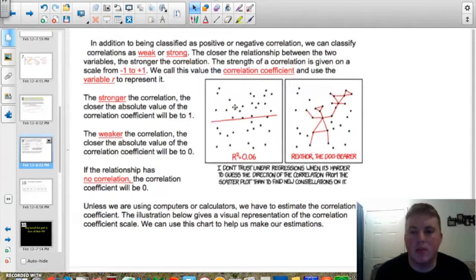That's one of those situations where we can't really tell what's going on. We don't know if we're going positive. We don't know if we're going negative. All we can say is that there's no correlation. Now, unless we are using computers or calculators, we do have to estimate the correlation coefficient. Now, I'm going to jump down to another slide that has a good visual representation that shows the scale we use to help us make our estimations.